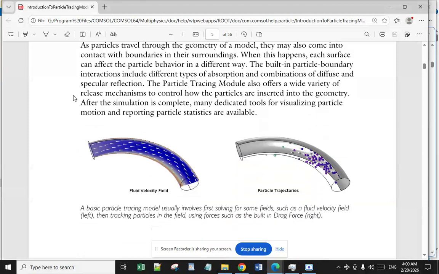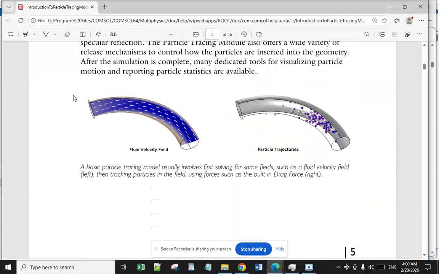For example, here we have a fluid velocity field in the left section of this figure, and in the right section you can see the particle trajectories. A basic particle tracing model usually involves first solving for some fields, such as a fluid velocity field on the left side, and then tracking particles in the field using forces such as the built-in drag force on the right side.